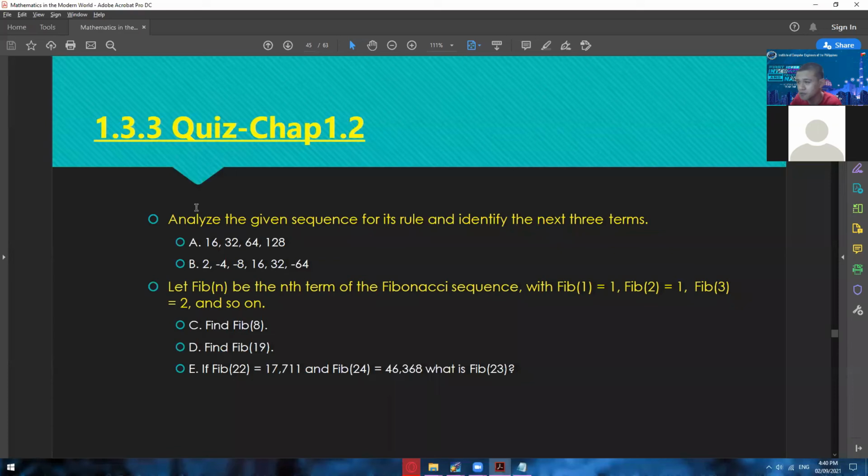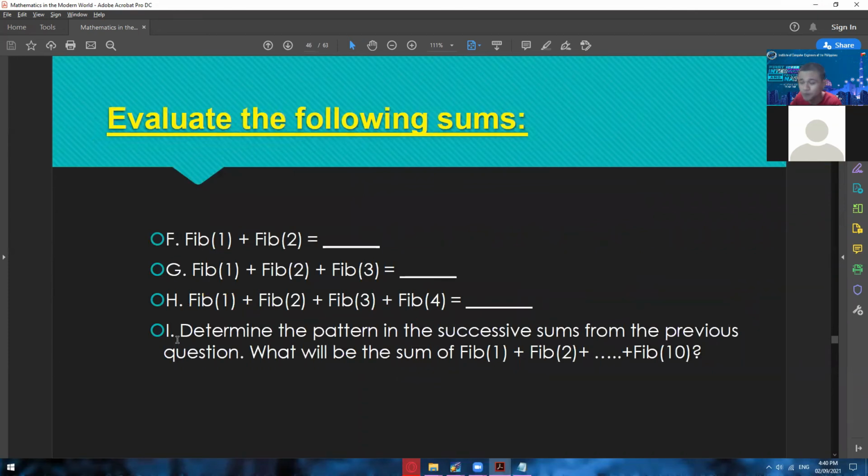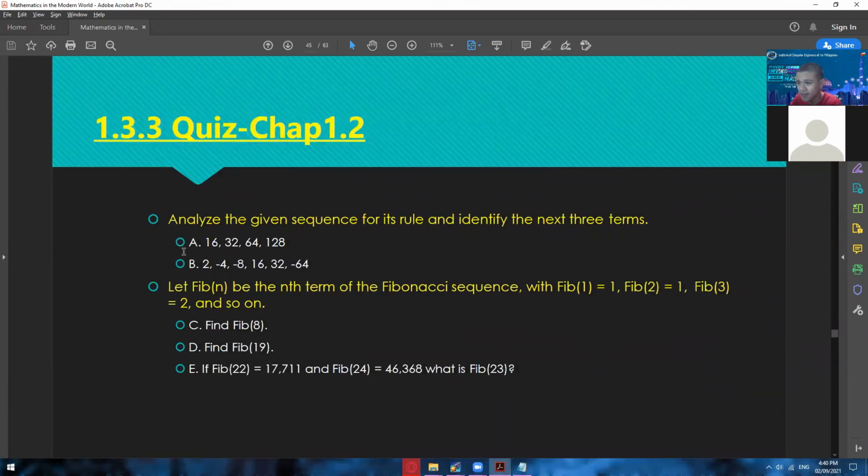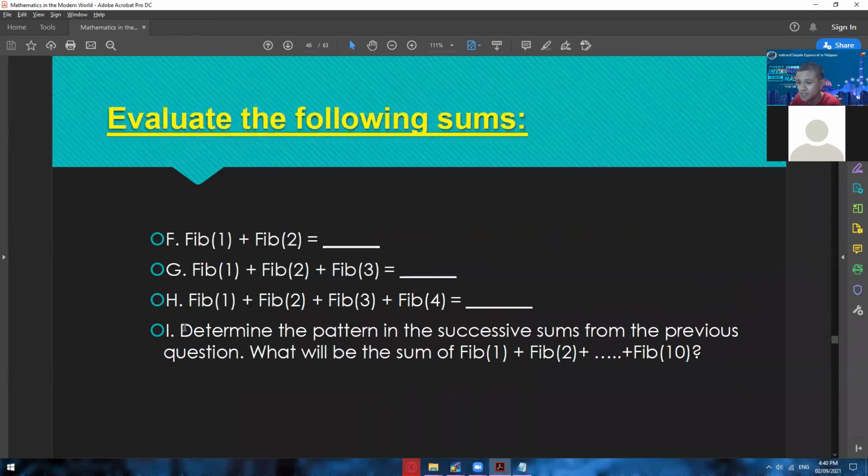After that, of course, we're going to have a quiz again. But this time, I would like you guys to search what is the meaning or how the Fibonacci sequence was made. So how does the Fibonacci sequence work? What is the sequence of Fibonacci? With that, you'll be able to answer letters C, D, E, and then F up to I. For letters A and B, you don't need the Fibonacci sequence. So when it comes to Fibonacci, it's from C to I only.